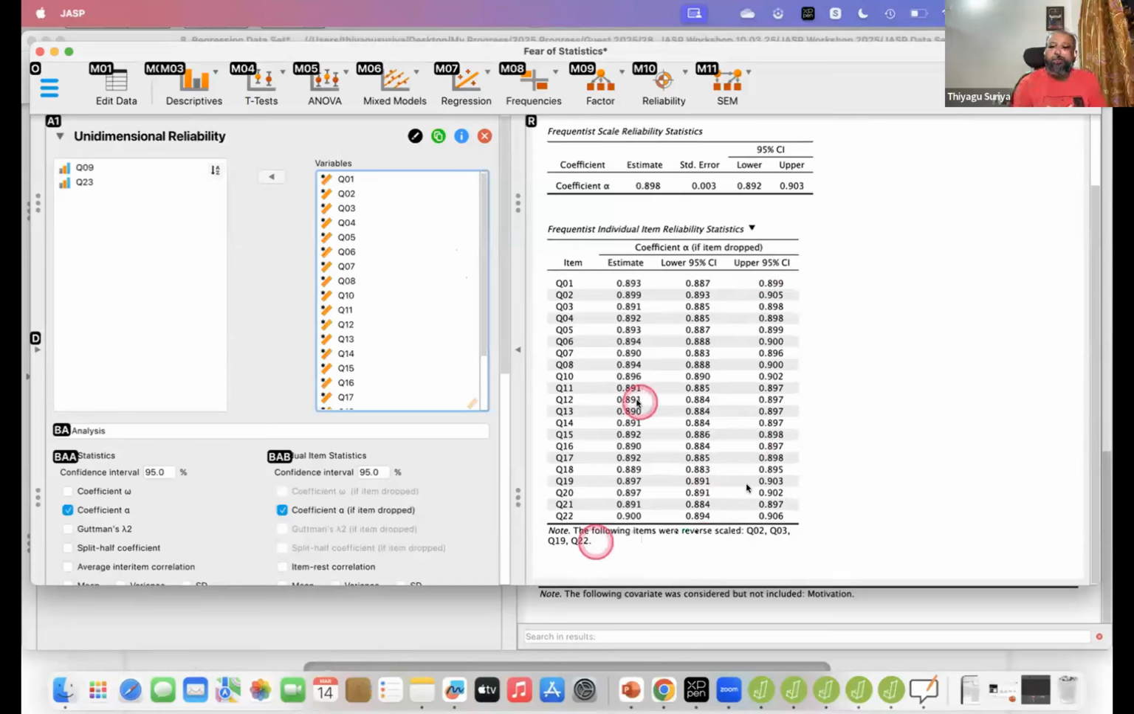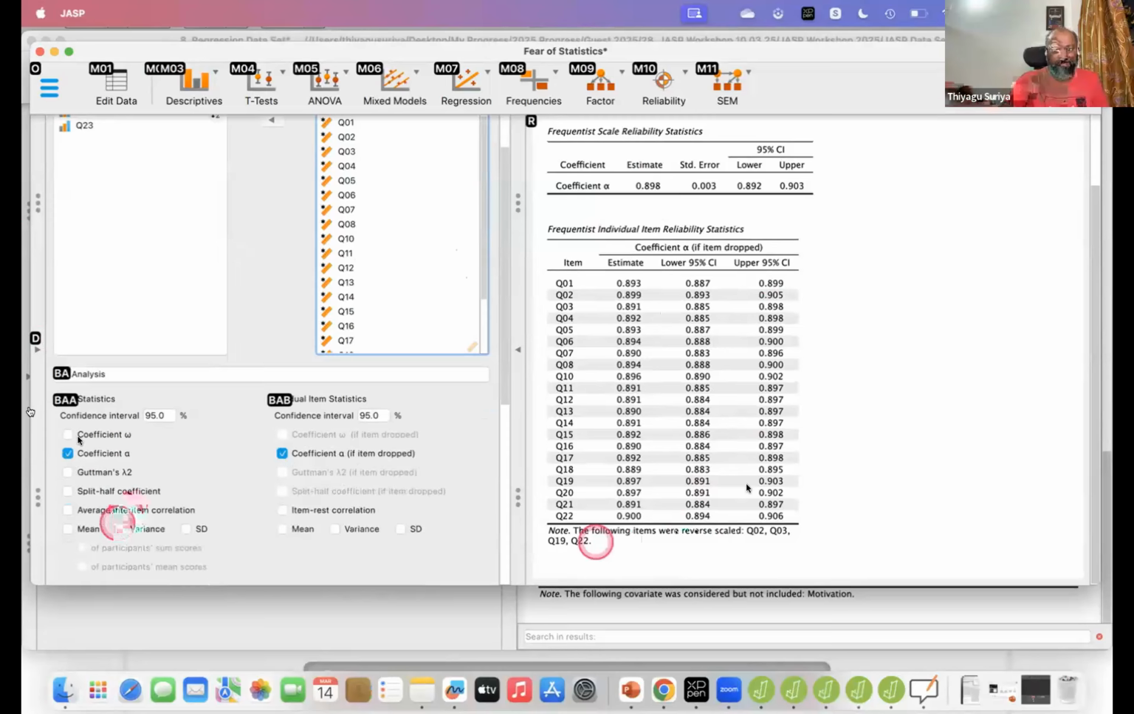If you go with this one by one, sometimes you can remove all the negative items. There will be chances of that. So don't go with it more than one time. You can do this, and finally you can come to the conclusion that your Cronbach value is 0.898. It is more than 0.7. It will be reliable. This is a way your reliability is ensured.